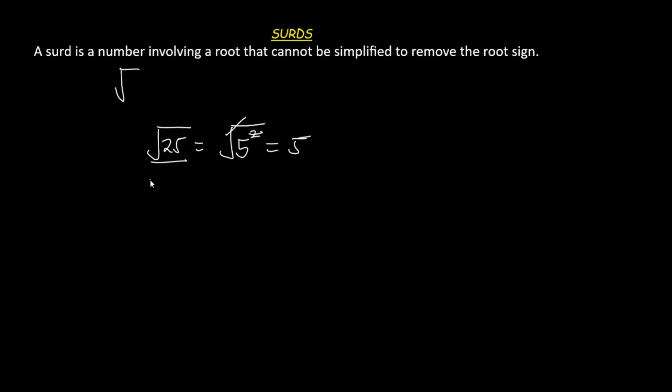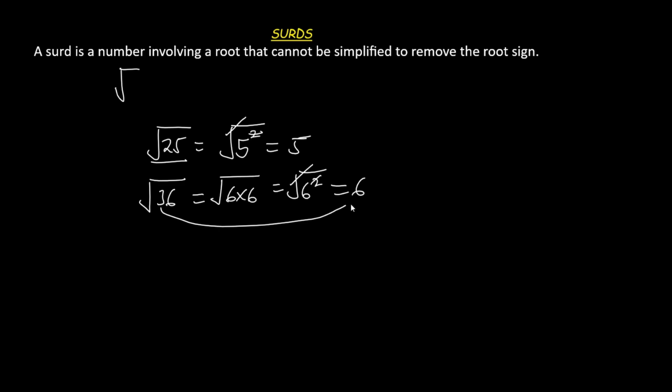Now again, square root of 36. 36 is the same as 6 times 6, and 6 times 6 according to indices is 6 squared, and the 2 will be able to cancel out the root sign and I'm going to have 6. Here again, I've been able to remove the root sign. Therefore root 36 is not a surd.